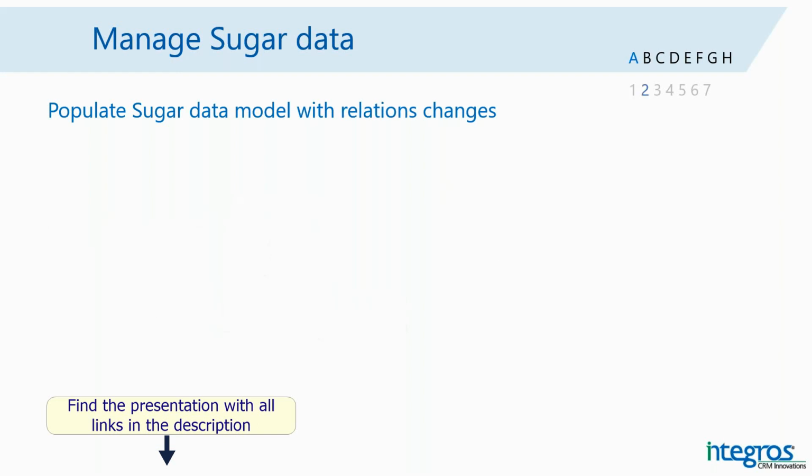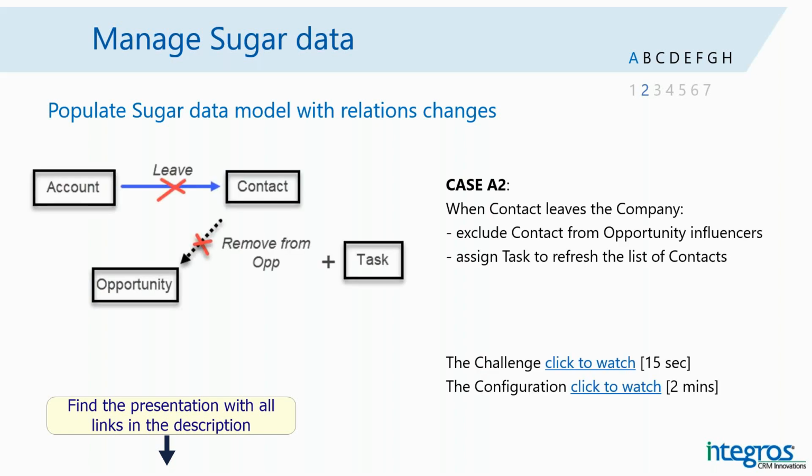We're not limited only to creating or updating records. We can also manage the relation between records, create a relation, or even remove a relation between two records. Like in our second example, when a contact leaves the company, exclude this contact from the opportunity contacts and create a task assigned to the sales manager to review the list of contacts. If this task is interesting to you, there are 2 links below to get into details.